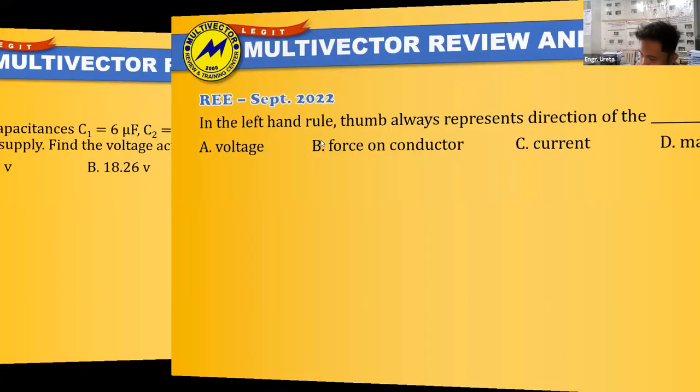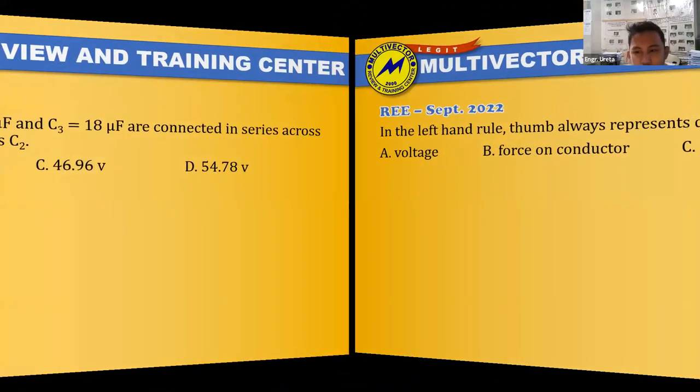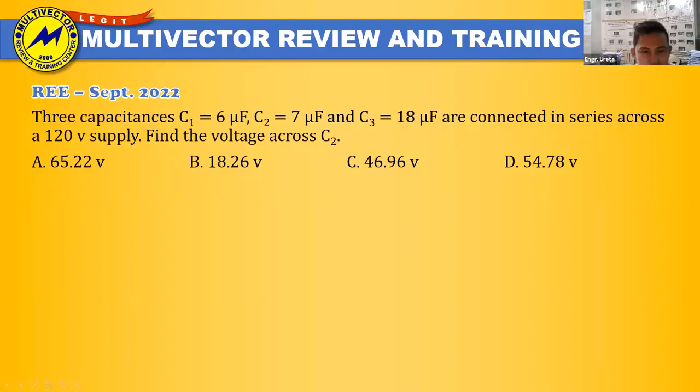Okay, next. Okay, lumabas noong September 2022. Okay, so three capacitances C1, C2, and C3 are connected in series across a 120 volt supply. Find the voltage across C2.